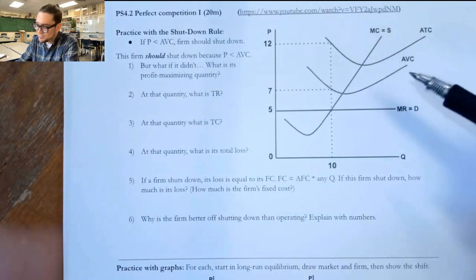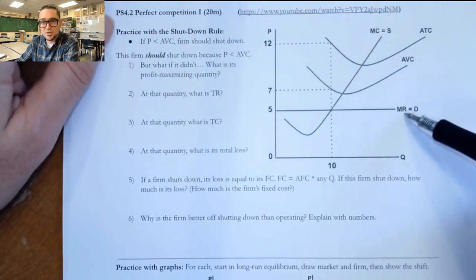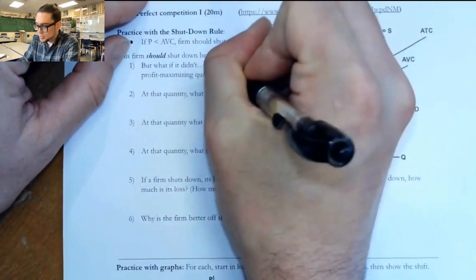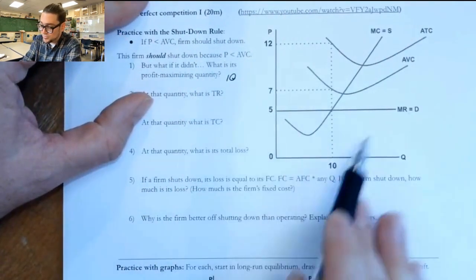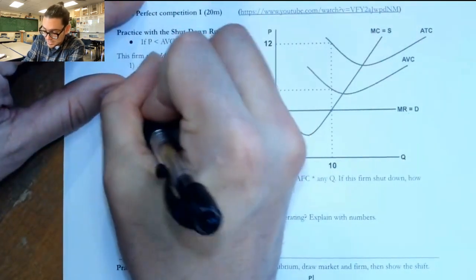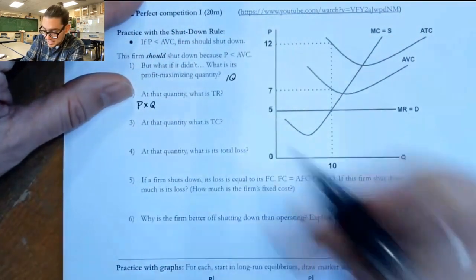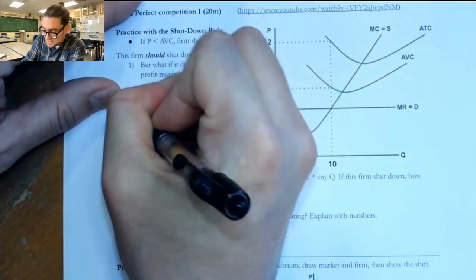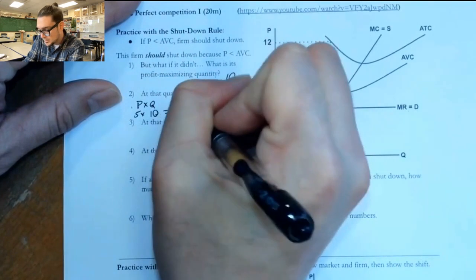So what's their profit maximizing quantity? Well, where does MR equal MC? That's at quantity 10. What's the total revenue at quantity 10? Well, we know that price times quantity will tell us our answer here. At quantity 10, what's the price? Well, Mr. DARP tells us it's 5, so 5 times 10 is 50.